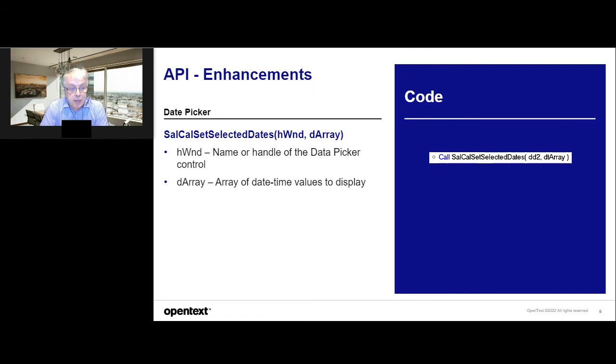SalCalSetSelectedDates is a counterpart to get the selected dates. That means you can pass in an array of date values, like you select information from a calendar inside a date picker control. Then you can directly use an array and pass this information, the complete array, into the date picker control, and you will see all the days as marked days.